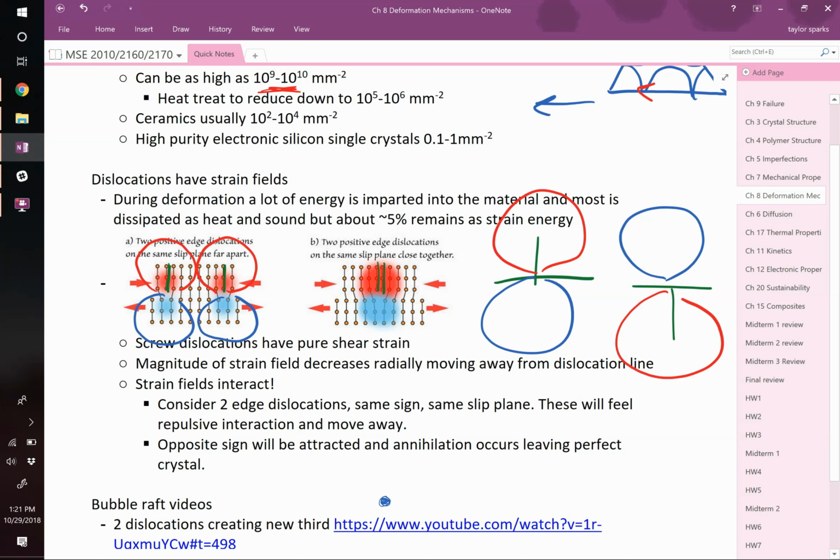And then all of a sudden, they're going to combine, and that extra half row of atoms is just going to become a regular lattice. They're both going to annihilate, right? So you'll go from having two dislocations of opposite sign to no dislocations in that spot. Are there questions on that, on dislocation annihilation?